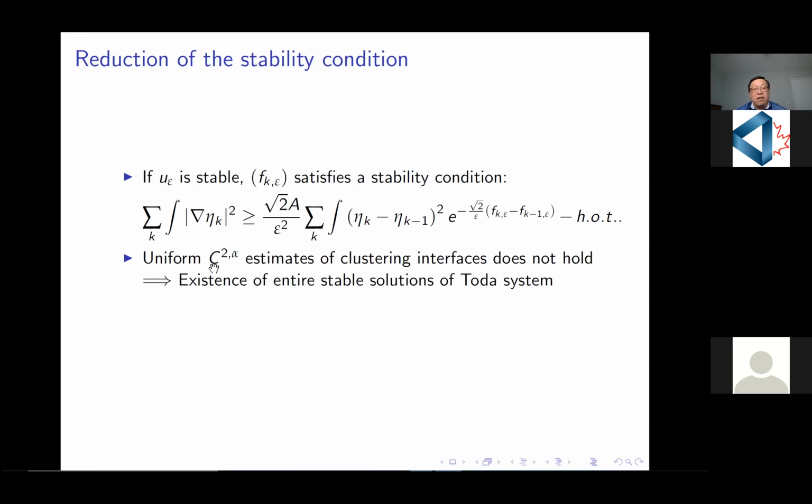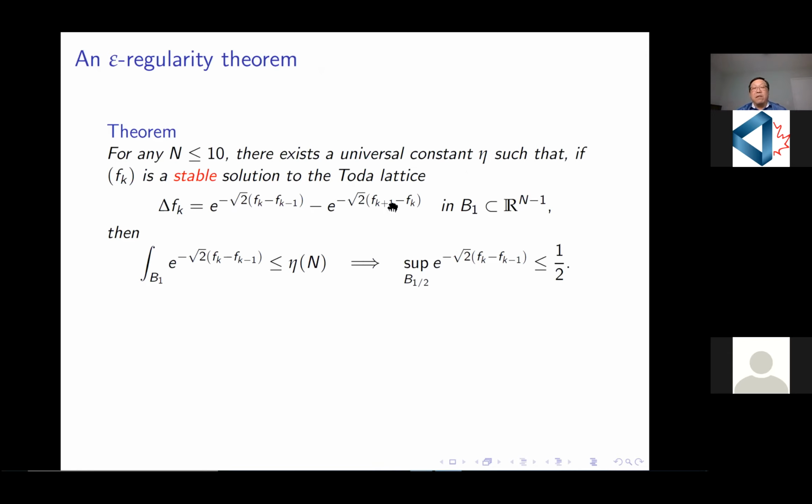In conclusion, if the uniform C2 alpha estimate of the clustering interfaces does not hold, it implies the existence of an entire stable solution of the Toda system. So then we need to prove a Liouville type theorem for the Toda system: there is no stable solution of the Toda system in R^(n-1) for n less than or equal to 10. And how to prove this? I will prove this by the so-called epsilon regularity theorem.